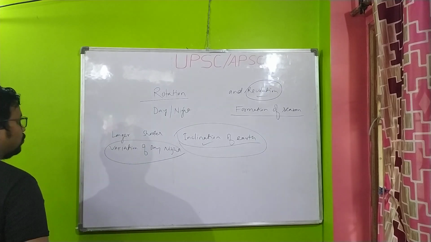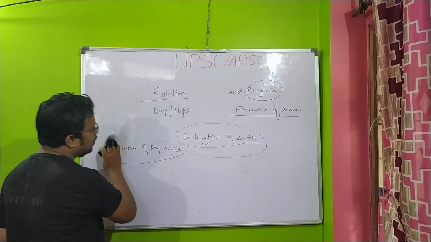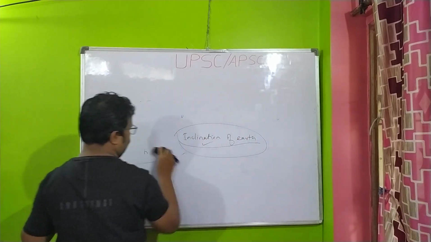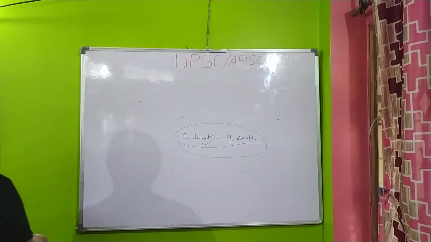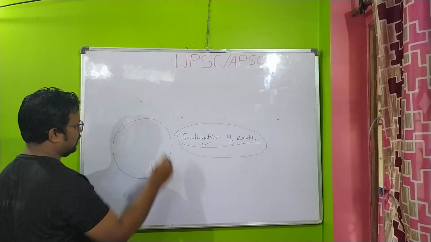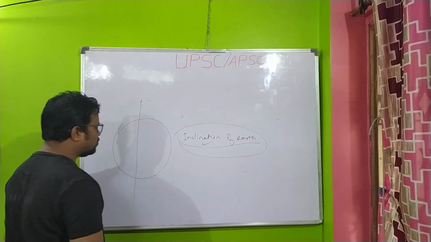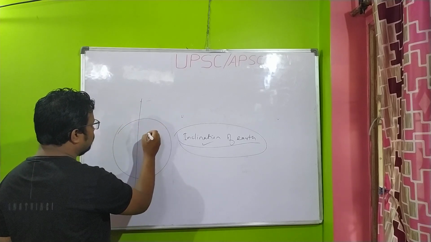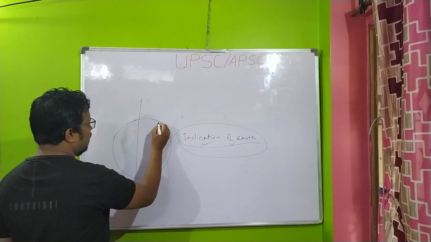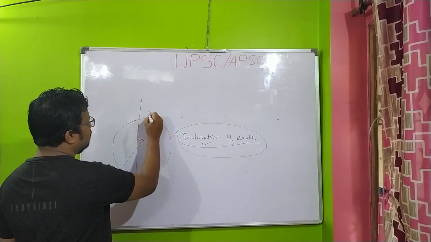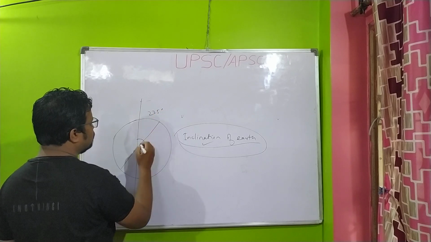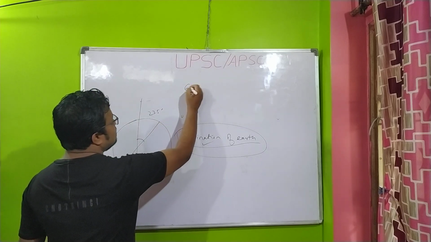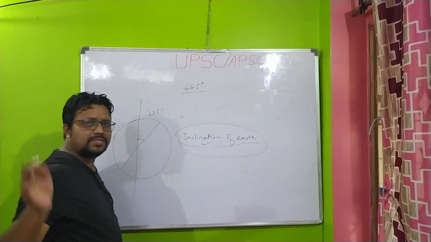Now we have to know what is inclination of earth. Actually what happens, if this is the earth, and this is the axis, this axis is the vertical axis. Earth is inclined about 23.5 degrees from the vertical axis, or earth is inclined at 66.5 degrees from the horizontal axis.